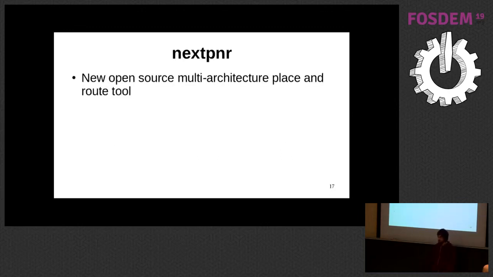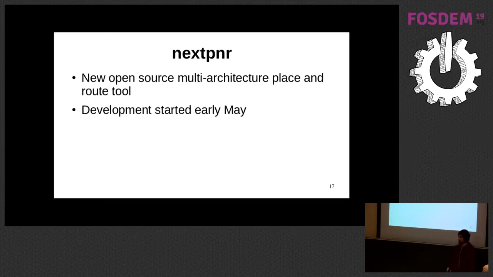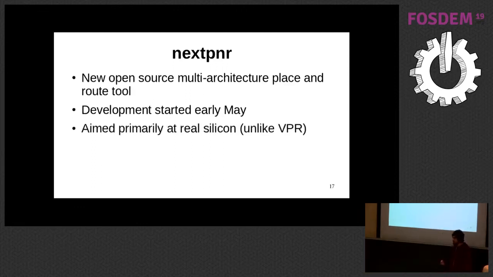This is a new open source multi-architecture FPGA place and route tool. We started developing it in early May as a replacement for ArachnePNR, the existing tool for ICE40 that was very, very much a tool for ICE40 FPGAs only. It wasn't really portable to any other FPGAs. And the other alternative we looked at was VPR, Versatile Place and Route. That's quite a well-known academic tool, but it's really not very useful for doing real place and route for real FPGAs generating bit streams.